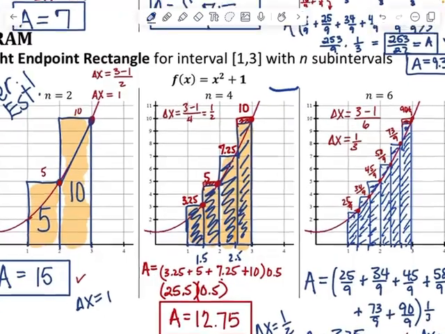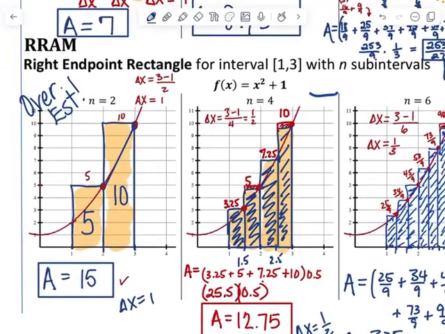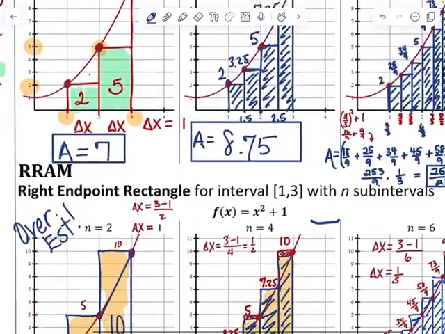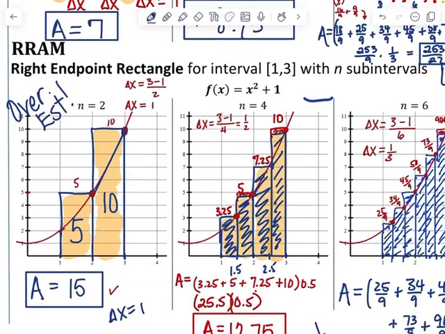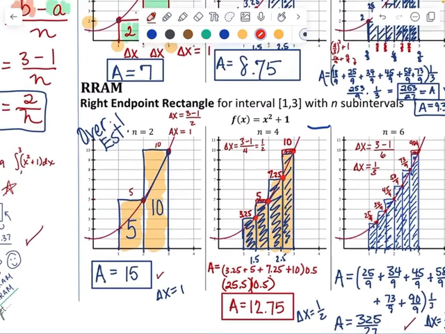Now, these are overestimates. As you can clearly see, you have some stuff that's outside above the curve, if you will. Then we've got the second one where we have n equal to 4. Delta x is still 1/2, but we're using the right-hand side of the rectangle. So you can see the heights then are 3.25, 5.25, 7.25, and 10, using the x values 1.5, 2, 2.5, and 3. We're not using 1 to get those points that you see. Okay, let me use a red here and put one more point here. So we've got those 4 points that will designate the height of each of those 4 rectangles.